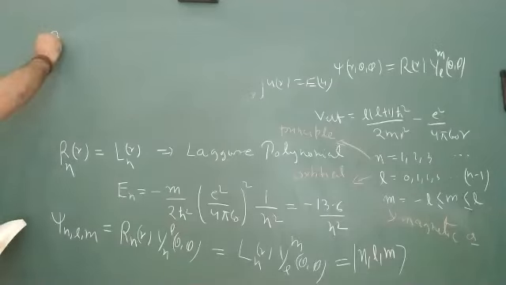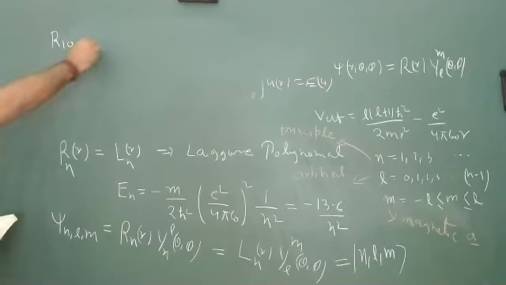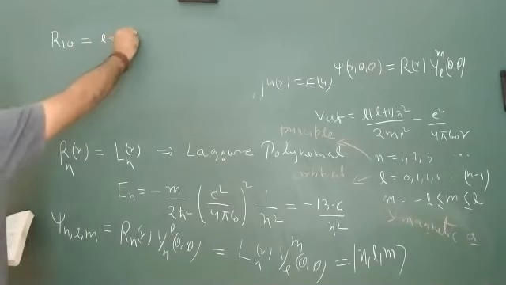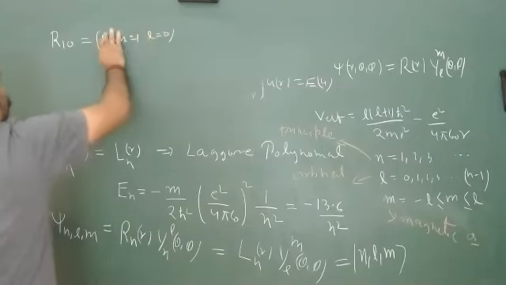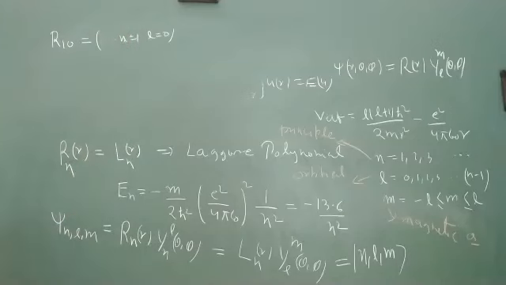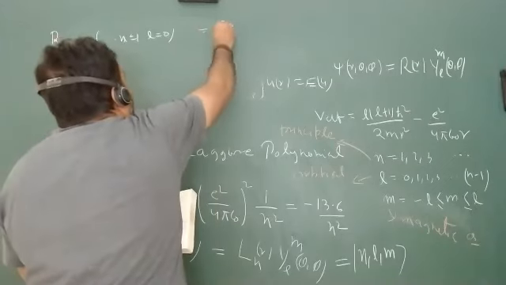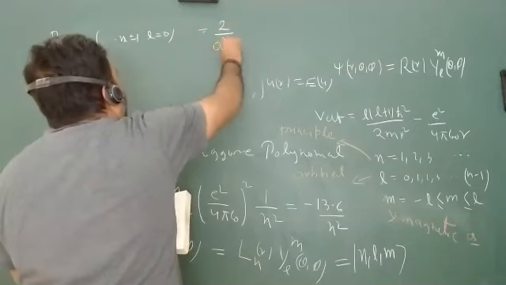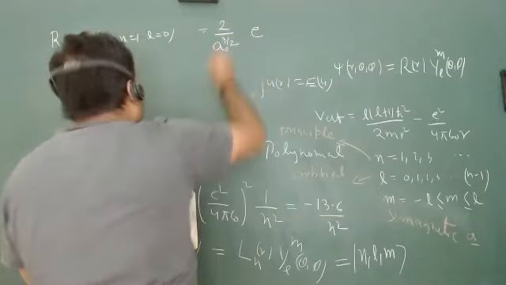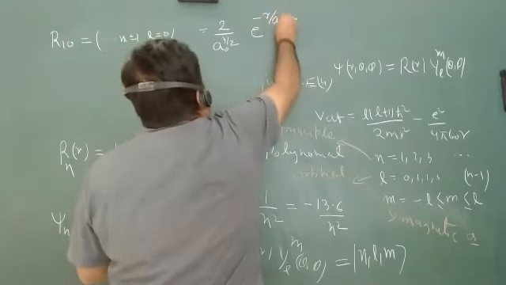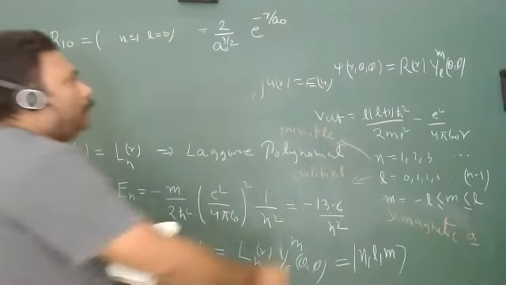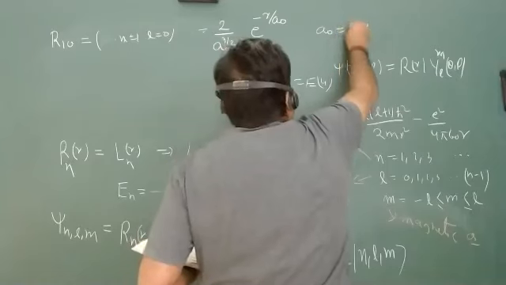So what will be R10? What is R10? Sorry, n is equal to 1 and L is equal to 0. The value is basically 2 by a naught to the power 3 by 2, times e to the power minus r upon a naught. And what is a naught? A naught is basically the Bohr radius.